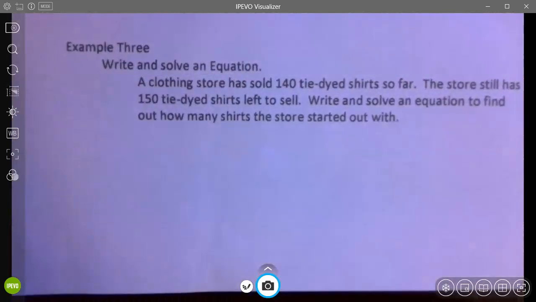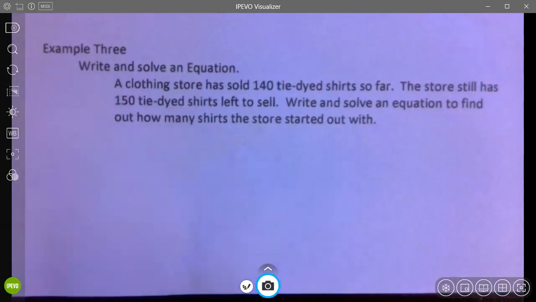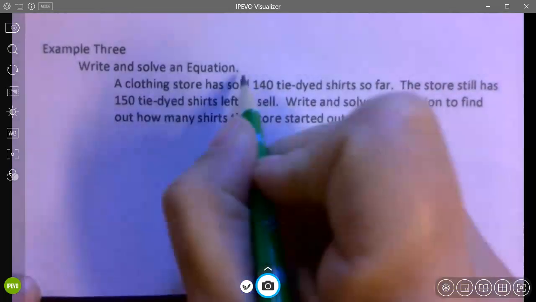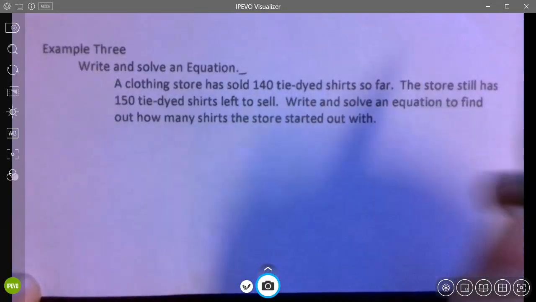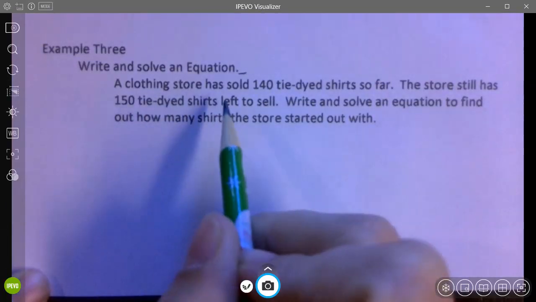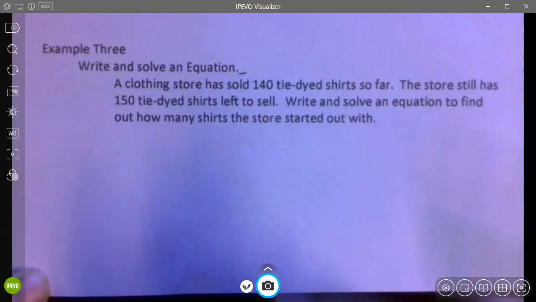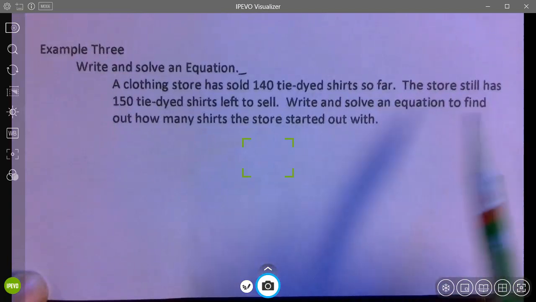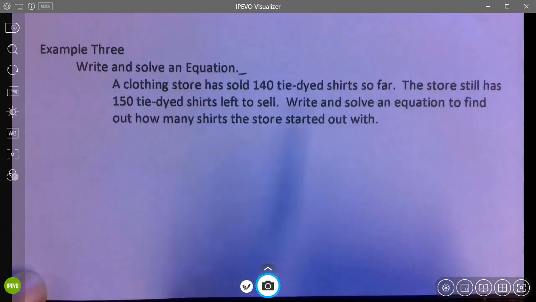Let's jump to another example. Write and solve an equation. A clothing store has sold, we know sold means minus, right? Sold 140 tie-dye shirts so far. The store still has 150 tie-dye shirts left to sell. So they've sold 140, they have 150 left. Write and solve an equation to find out how many shirts the store started out with.